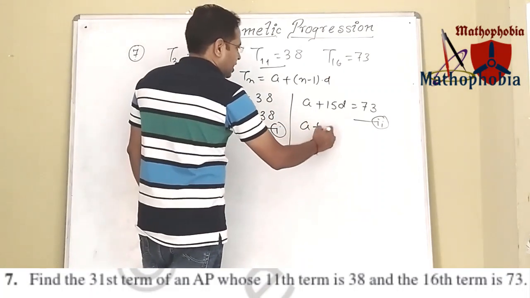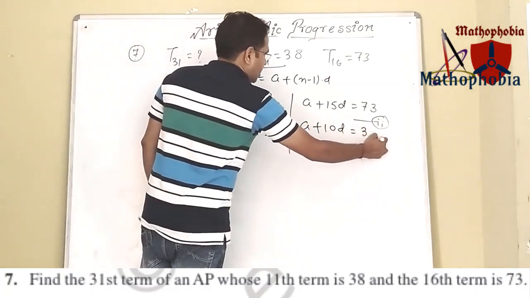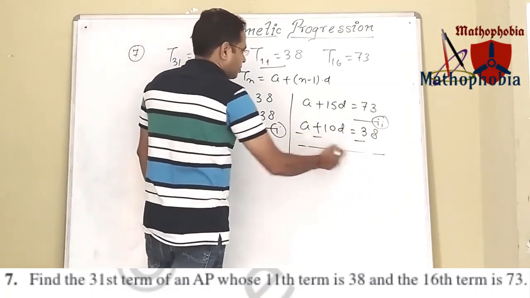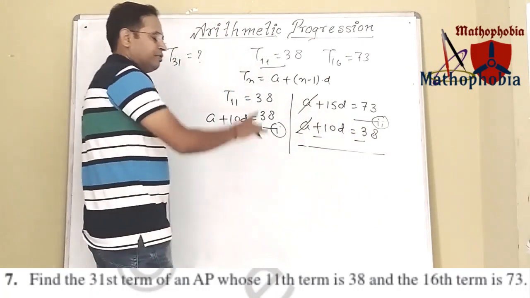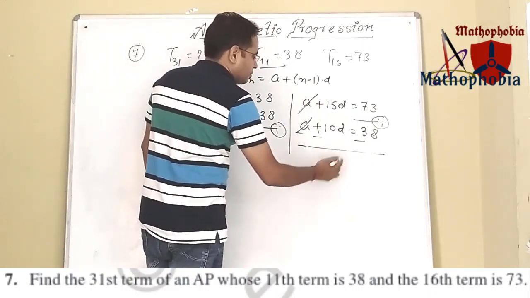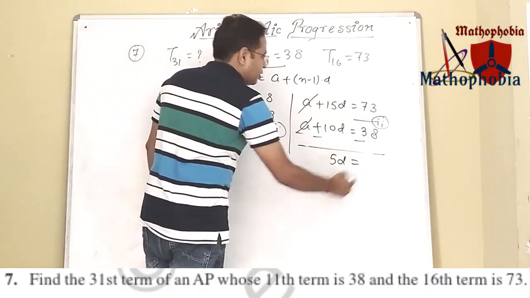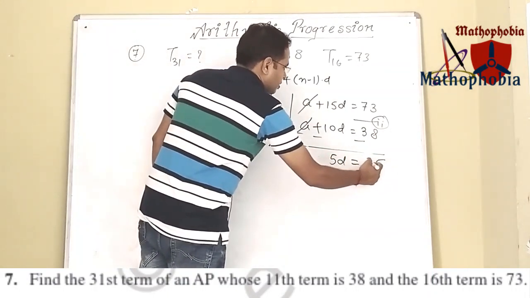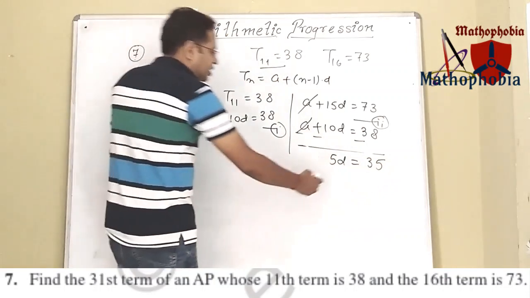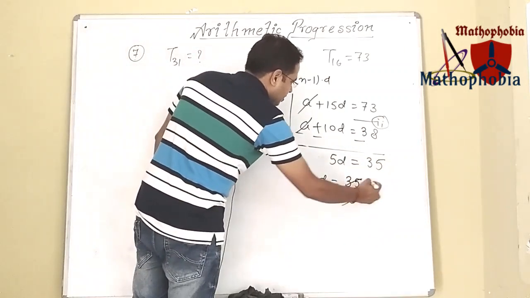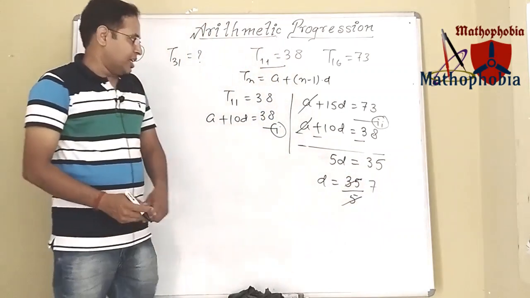So a plus 10d equals 38. चलो, दोनों equations को solve करेंगे. We'll subtract, and a and a cancel out. 15 minus 10, 5d equals to 35. So d is equals to 35 upon 5, that is 7. So you have got the value of d as 7.